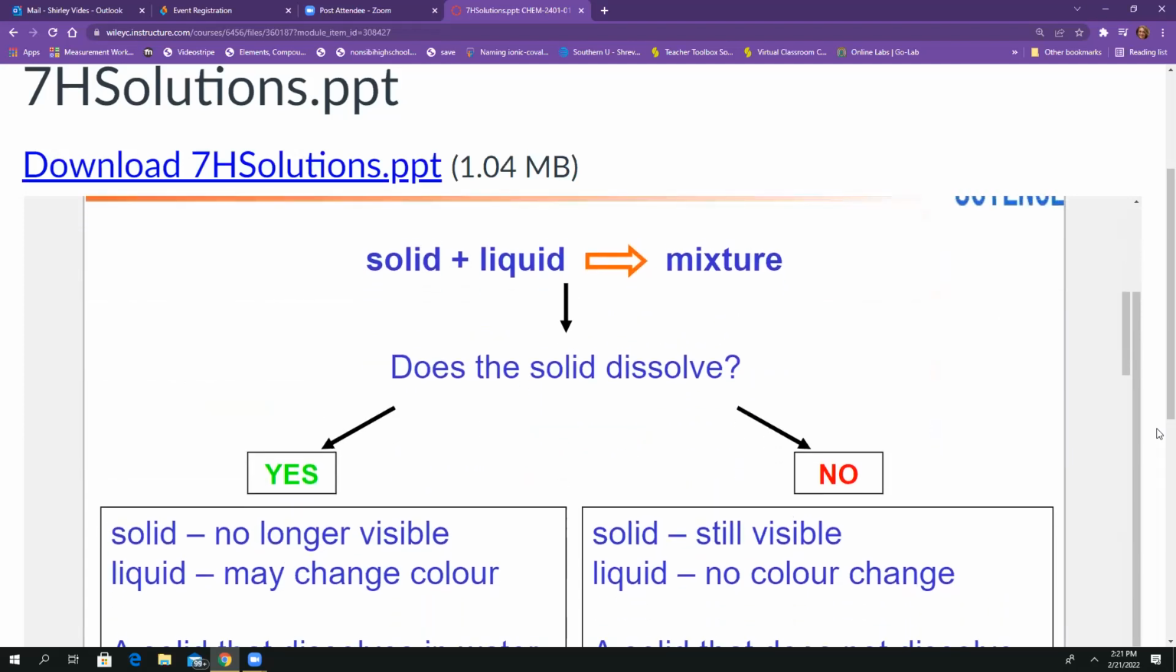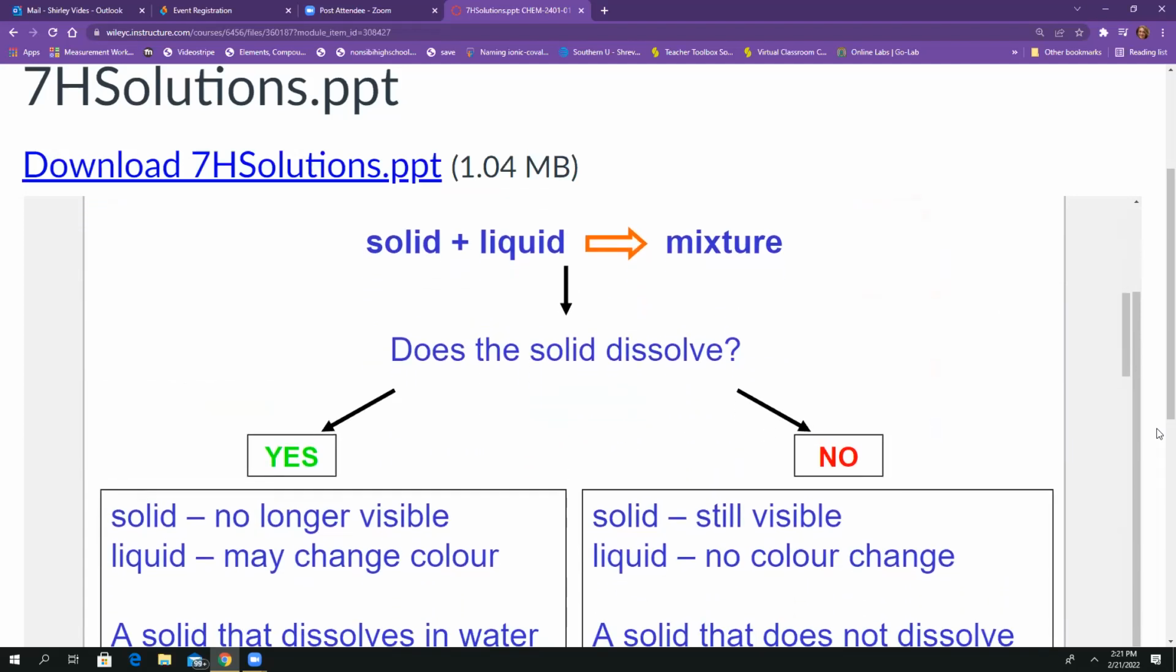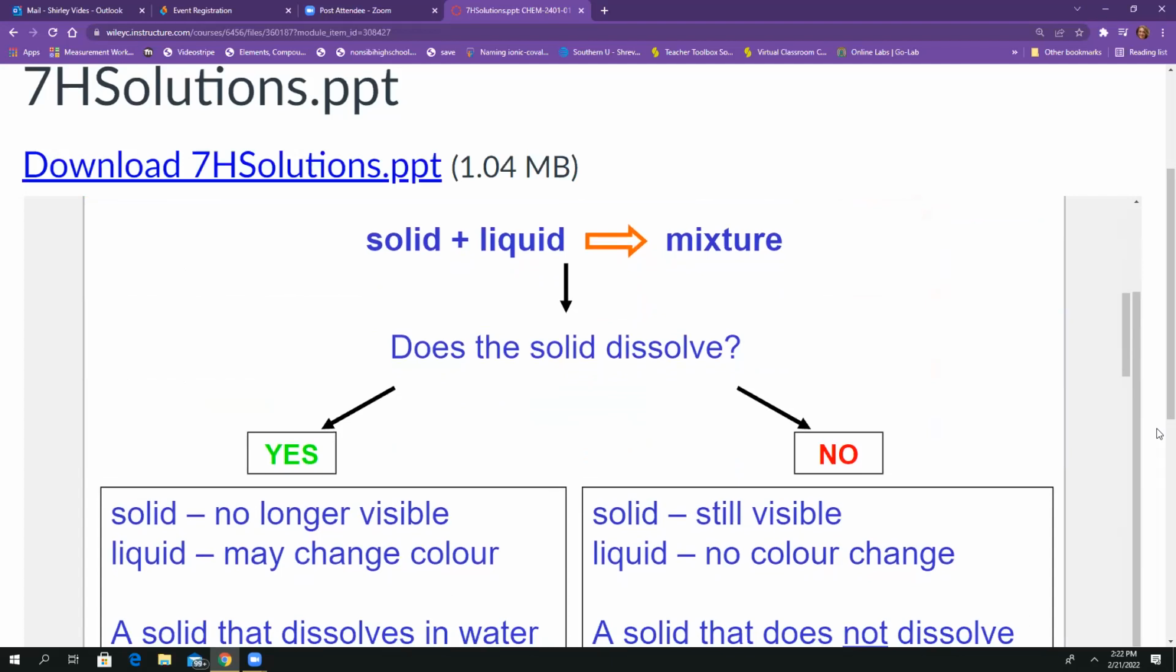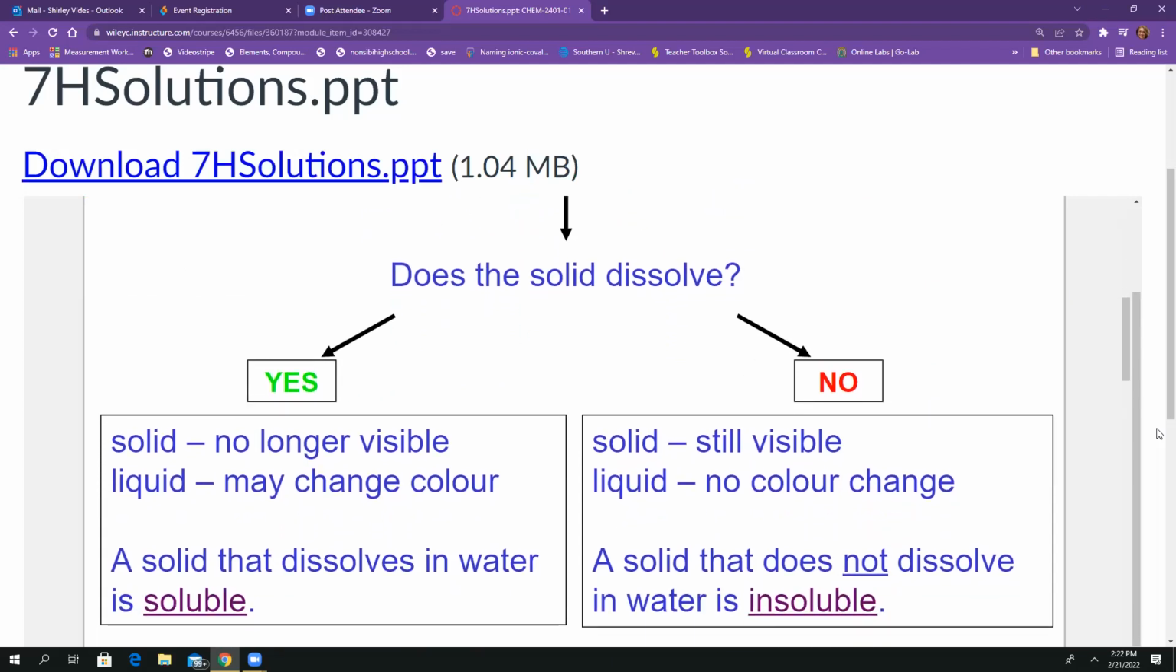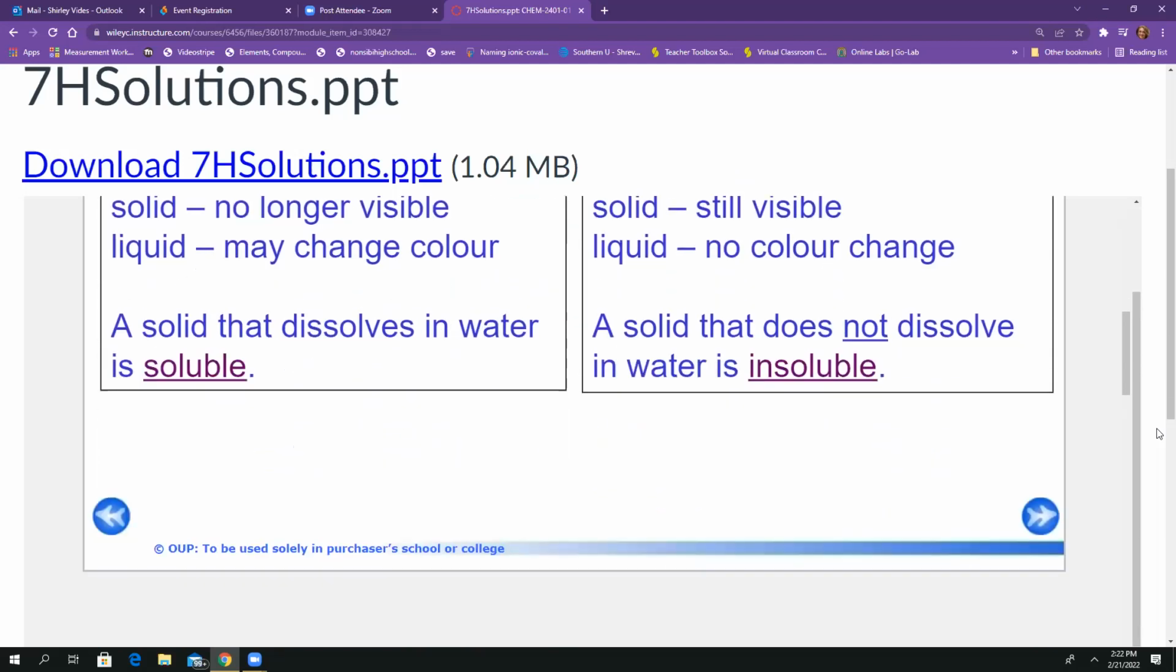Okay, now, when you have a solid and a liquid, you're making a mixture. It doesn't matter what they are. They're two different things. If the solid dissolves, then yes, you have a soluble solid, and you will no longer see that solid, and you will not be able to tell them apart. If it doesn't dissolve, you would still be able to see the solid. You will have an insoluble solid. Because you can still see it, that means it didn't dissolve.